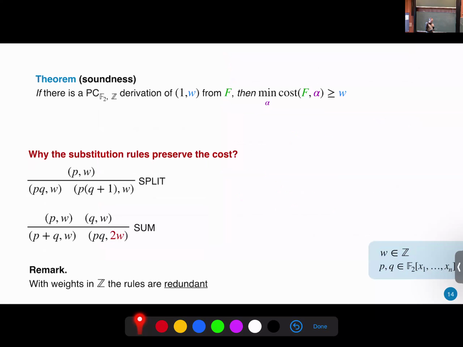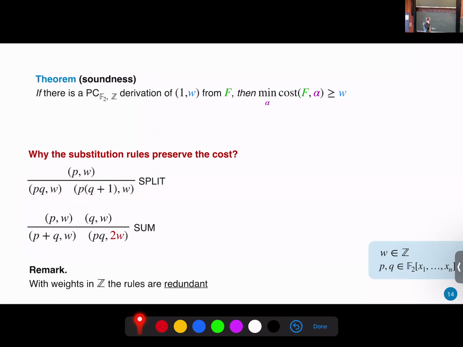Now, to your question: why is this thing sound? The first rule should be okay. You have a polynomial. If it is 0, sure, these 2 other things are 0, the cost is 0 before. Now if this polynomial evaluates to 1 under a total assignment, then either Q is 1 or Q is 0. If Q is 1, then this thing is 1, and this thing is 0 because we are over F2, and vice versa. If Q evaluates to 0, then this part will not be satisfied, and this will be satisfied.